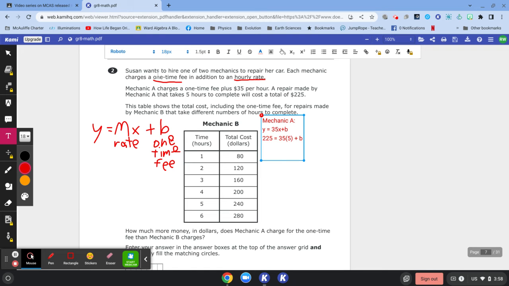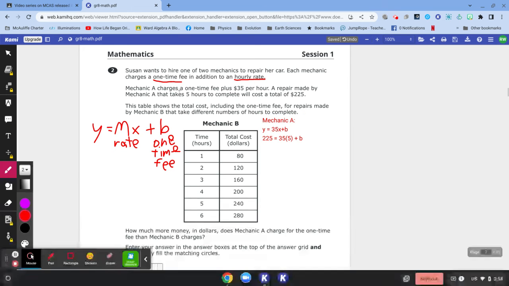So number 2, Susan wants to hire one of 2 mechanics to repair her car, and each mechanic charges a one-time fee in addition to an hourly rate. So that one-time fee is going to be the y-intercept. That's going to be what we would call B, the y-intercept. And the hourly rate is what we're going to call the slope. And we can put all that together in the slope-intercept form equation, y equals mx plus b.